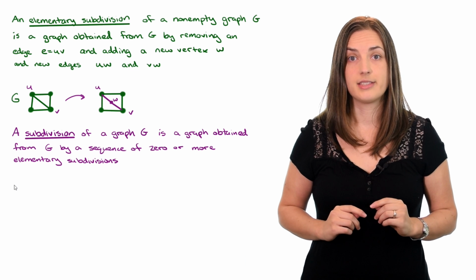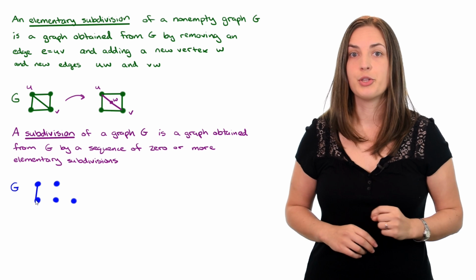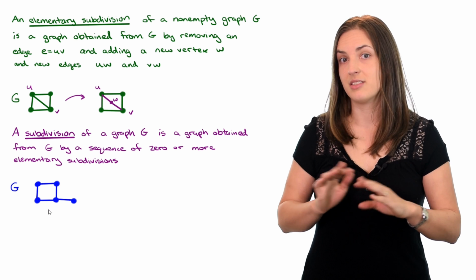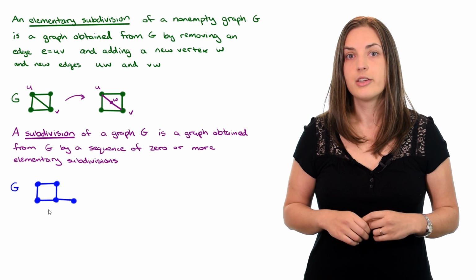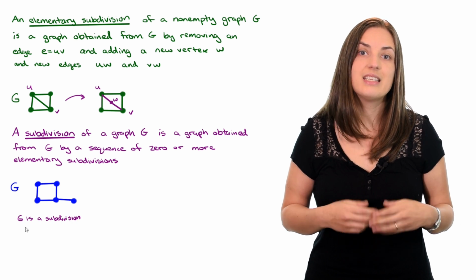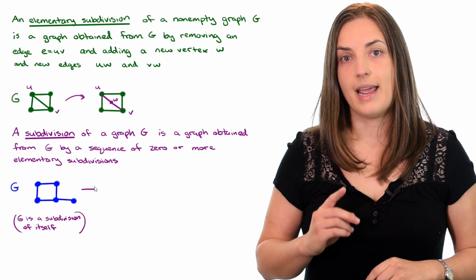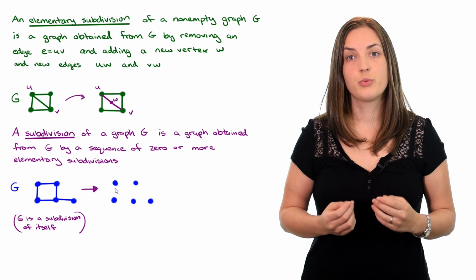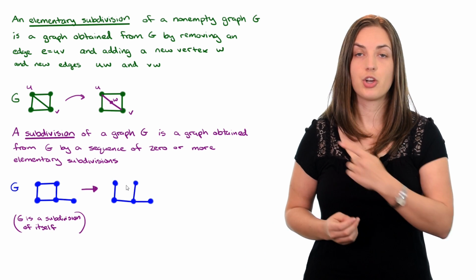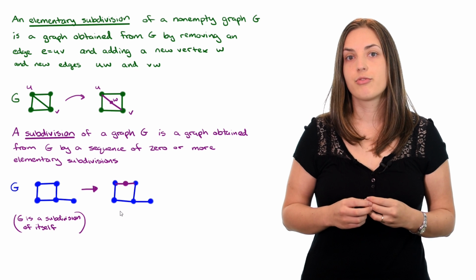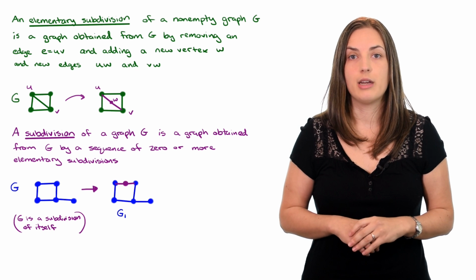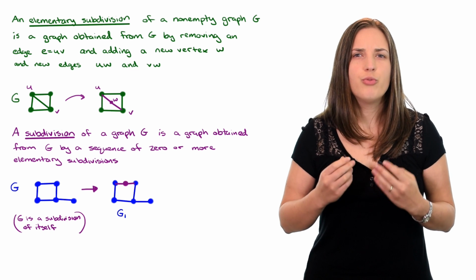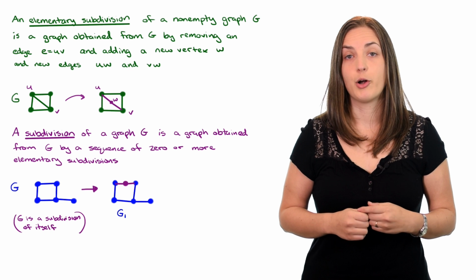So let's try another example. I'll draw a graph G in blue here, and notice that G is obtained from itself by 0 elementary subdivisions. So in particular, a graph G is a subdivision of itself. Next, we may want to take a look at doing an elementary subdivision. Suppose we do an elementary subdivision on the top edge, and we get a new graph. Let's call the new graph G1. So it happened after one elementary subdivision. And the new vertex and the new edges I have represented in purple.